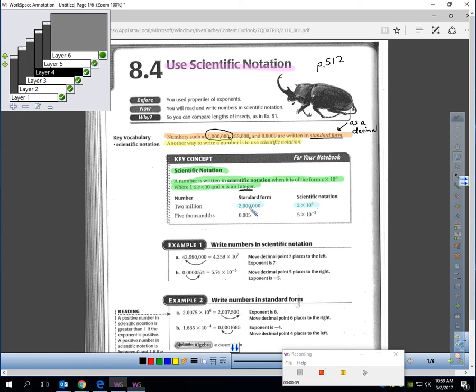This might be an example. 2,000,000 is a big number. It might be easier for me to write it as 2 times 10 to the 6th. Or here might be a better example. Take the number 15 trillion. It would be a lot more convenient for me to write that as 1.5 times 10 to the 13th power. It's just easier to write.